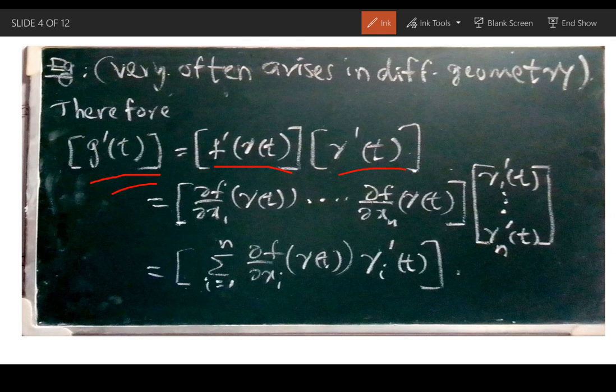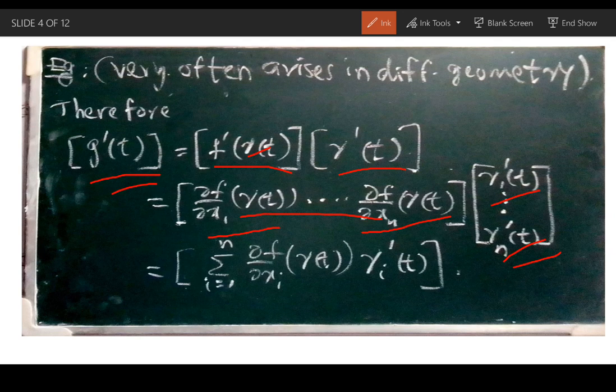But matrix of f dash of gamma of t is dou f by dou x1 at the point gamma of t, etc., dou f divided by dou xn at the point gamma of t. This is a 1 by n matrix, 1 row n columns, into this n by 1 matrix, n rows 1 column, which is the matrix of gamma dash t. This is gamma 1 dash t, etc., gamma n dash t.